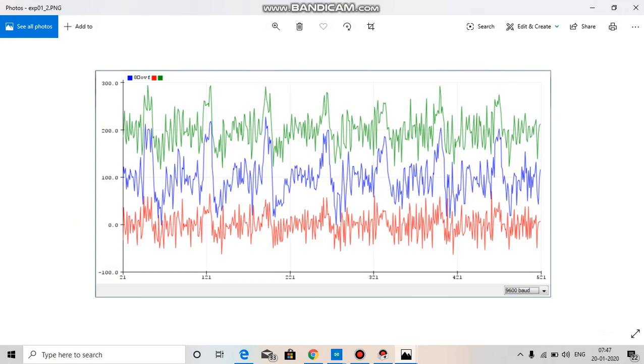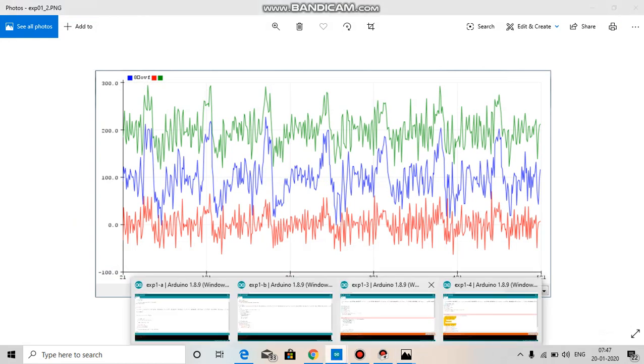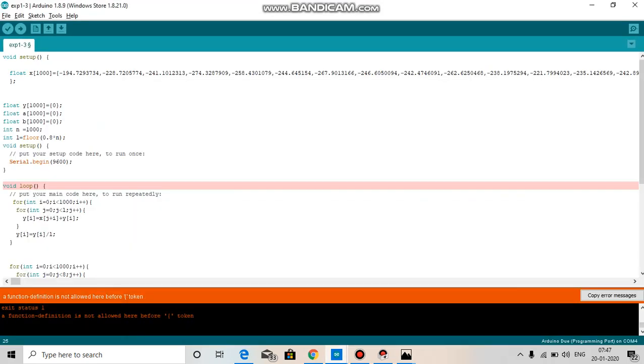And the third one is the derivative filter, 3-point central difference, y of n equals x of n minus x of n minus 2. For the experiment, we have used the signal sampled at 100 Hz.